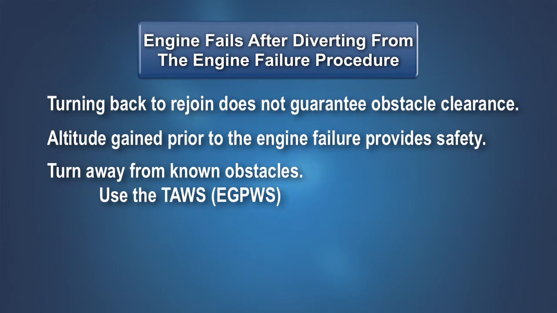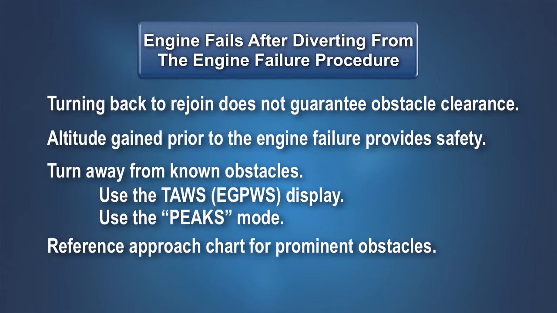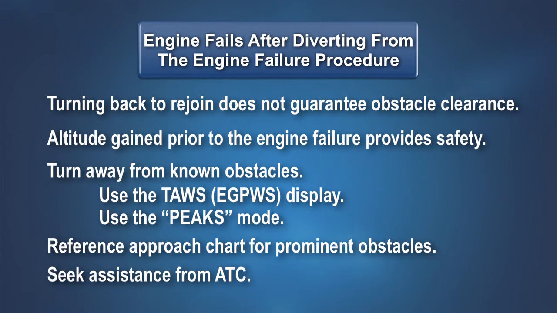Use the terrain display of the TAWS or EGPWS to identify high terrain or obstacles along the current flight track. Use the peaks mode, if available, to identify the height of these obstacles and to assess the need for a turn. The approach chart will portray prominent obstacles, however, pilots are cautioned that not all obstacles are shown on these charts. Finally, seek assistance from ATC. ATC can vector the airplane away from high terrain or obstacles. If necessary, request vectors or a hold from the controller to reduce crew workload while addressing the emergency.